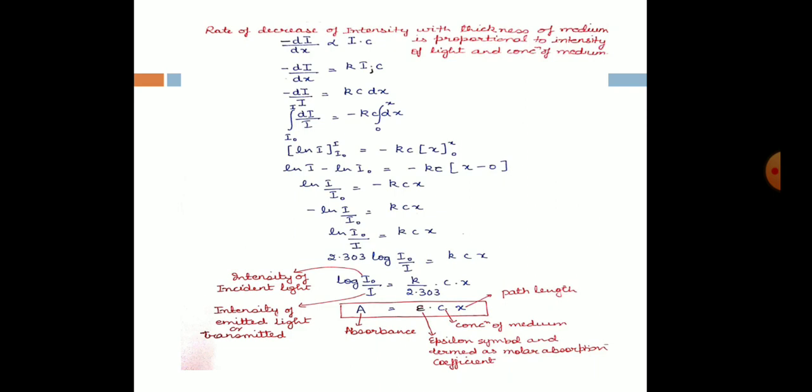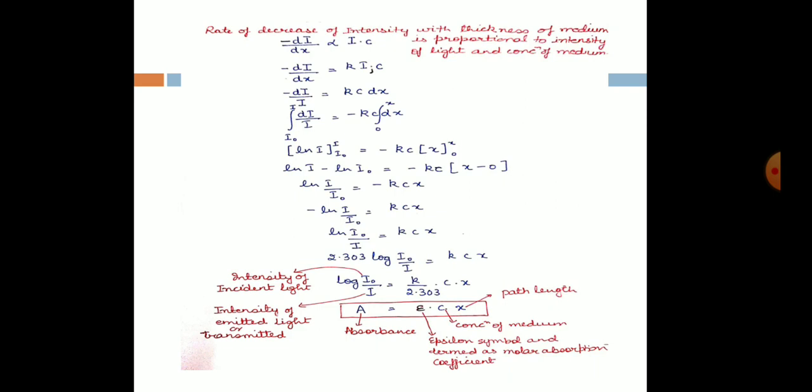Now what is this I naught? I naught is the intensity of the incident light. I is the intensity of the transmitted light. k by 2.303 can be replaced by another symbol, that is epsilon, and this symbol is termed the molar absorption coefficient, or simply the absorptivity coefficient. C is the concentration of the medium and x is the path length.